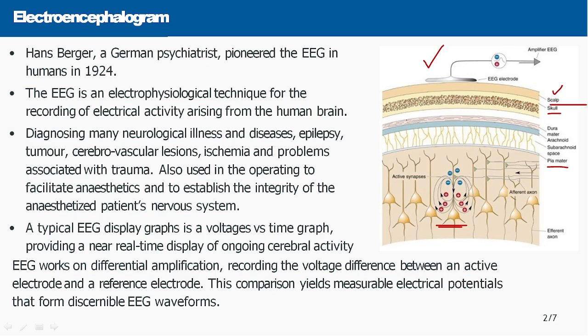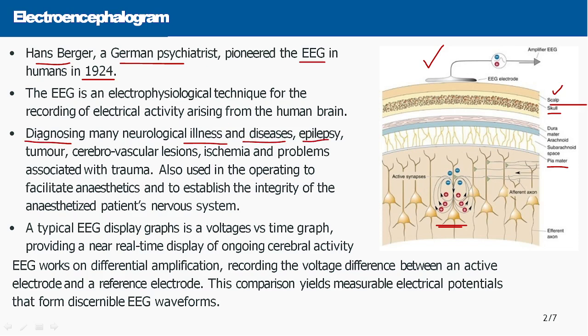To capture this electrical activity generated deep inside our brain at different lobes, as we discussed in the previous slide, Hans Berger, a German psychiatrist, first developed the EEG, the electroencephalogram, in 1924. The EEG is an electrophysiological technique for recording electrical activity arising from the human brain.